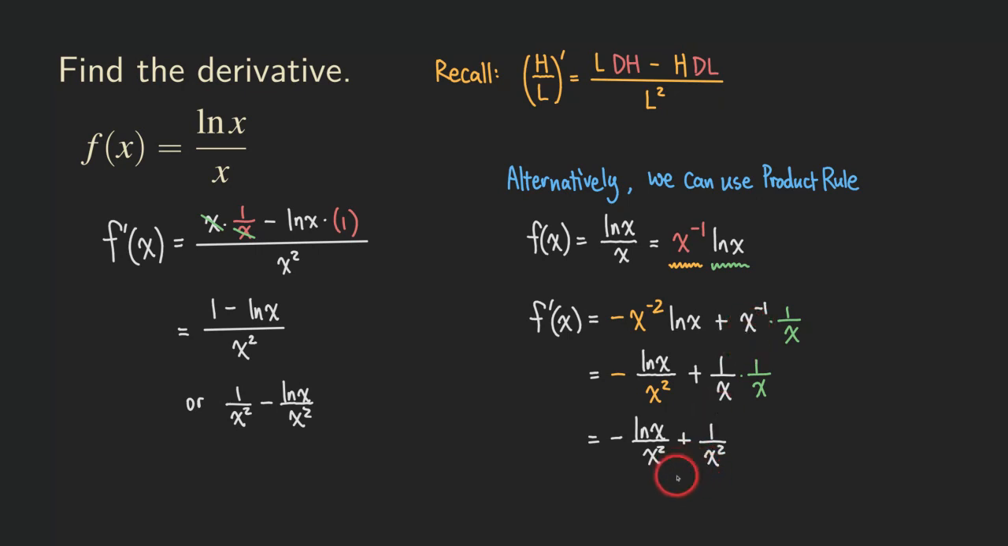And what do you see right here? We have positive 1 over x squared, positive 1 over x squared, minus ln of x over x squared, minus ln of x over x squared. See what's going on here? Same answer. And then, of course, we can just combine that into a single fraction if you want. So which way do you like better?